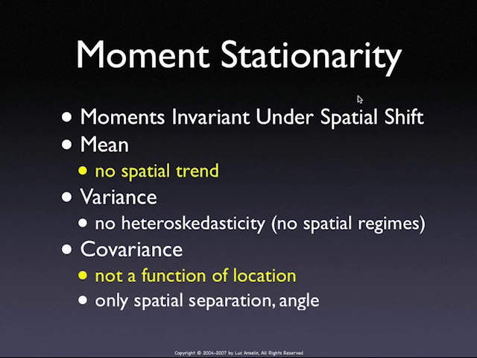So the requirement theoretically is that the joint distribution is invariant under spatial shift, and we will translate this into a specific moment condition, namely that specific moments are invariant under spatial shift. The mean has to be constant no matter where you are. So there's no trend. No places where the temperatures are systematically lower than other places. They're the same everywhere. No places where the pollution is lower than it is elsewhere.